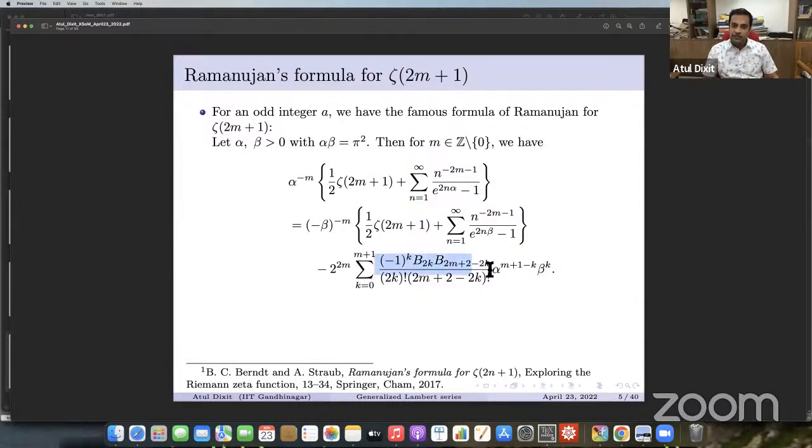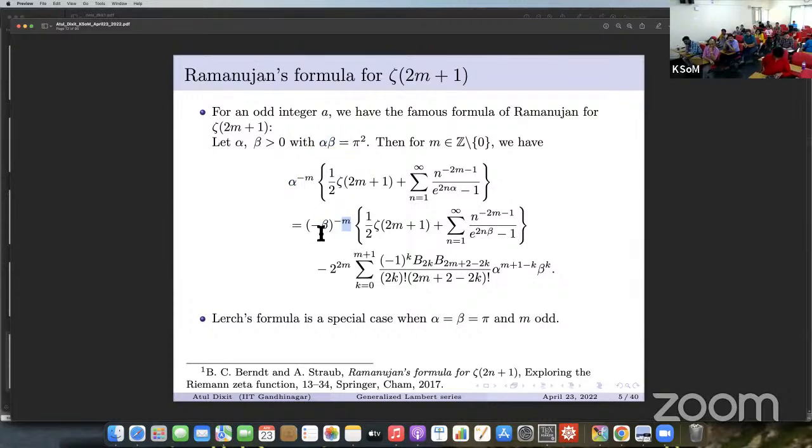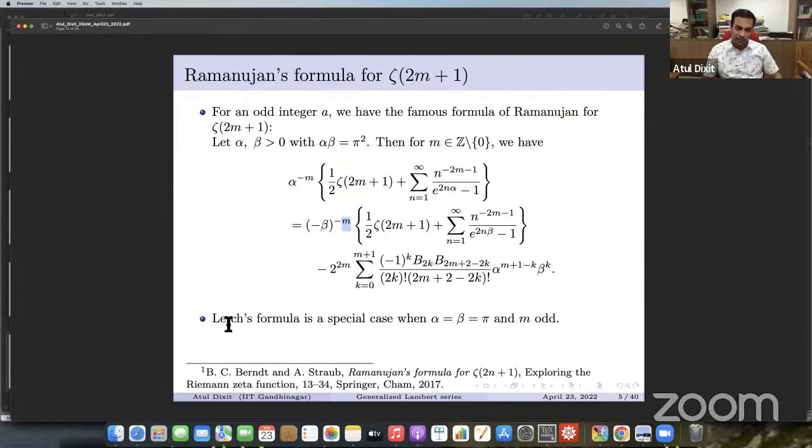And then you have a finite sum involving the Bernoulli numbers. Why is this formula very important? We'll be seeing this very soon. However, a special case of this predates Ramanujan's work, which was due to Lerch. It is when you have alpha and beta equal to pi, and when m is odd. Of course, Lerch did not know of this general formula, but now that Lerch's formula is already there, one can actually deduce it as a special case of Ramanujan's.